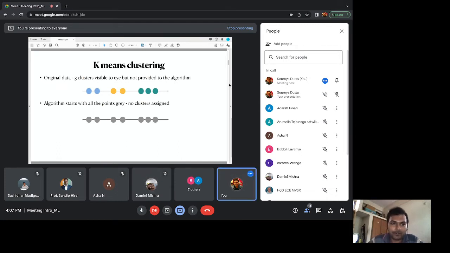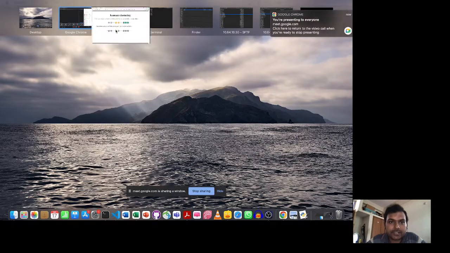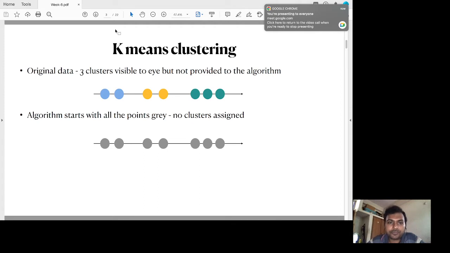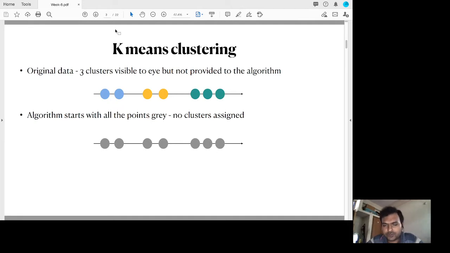Yes, sir. Okay, so k-means clustering is best shown by means of examples. This is a toy example that I constructed. The colored points which you are seeing are basically the ground truth labels, and they are not given to you because this is an unsupervised algorithm. They are on the x-axis and they will have certain values, which I will show you later. Let's say the top 3, with the blue, green and yellow, are the 3 clusters that you have, situated in this way on the x-axis. The original 3 clusters are visible to the eye but are not provided to the algorithm.